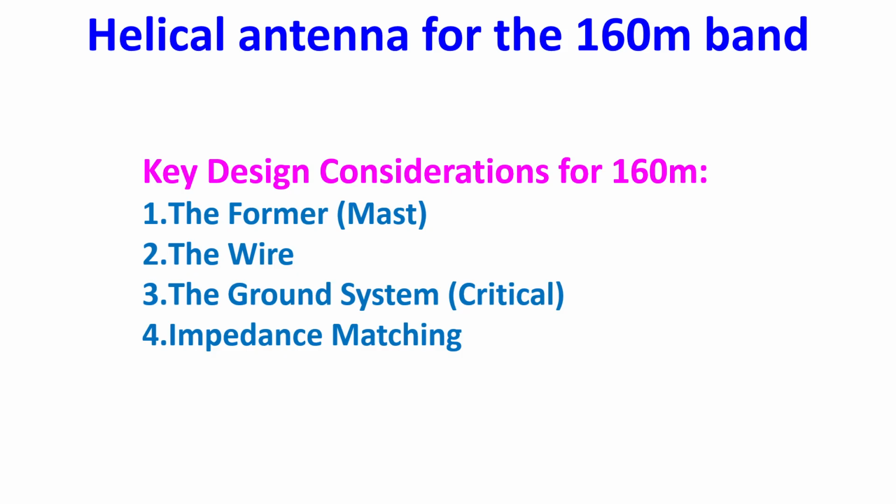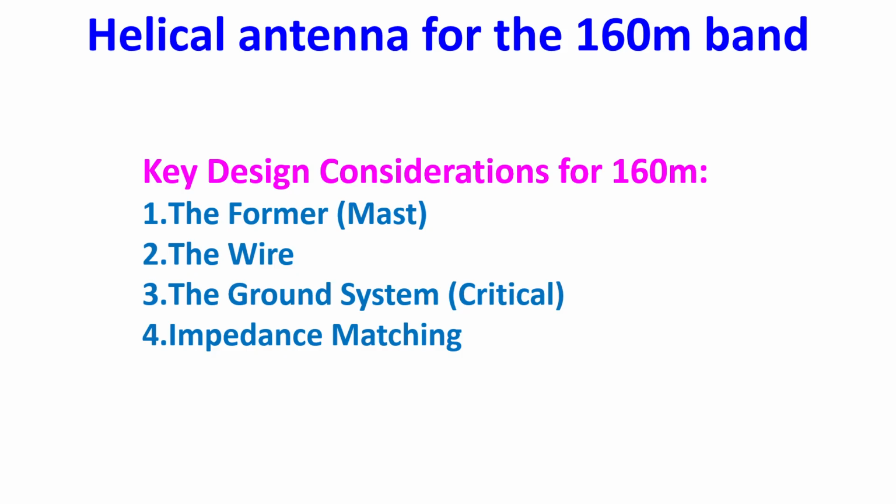The ground system: critical, because this is a highly shortened antenna. The radiation resistance at the feed point will be exceedingly low, often under 5 ohms. If your ground resistance is high, your transmit power will heat the dirt instead of radiating into the air. An extensive system of radials laid on or under the ground is absolutely mandatory for this antenna to be effective.